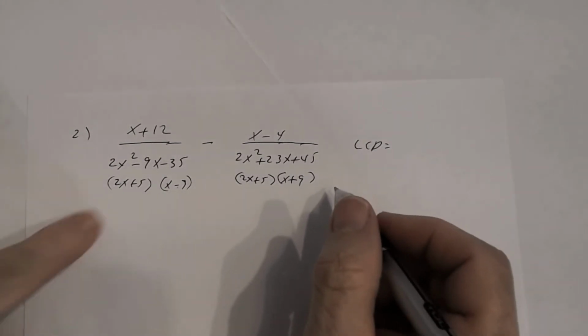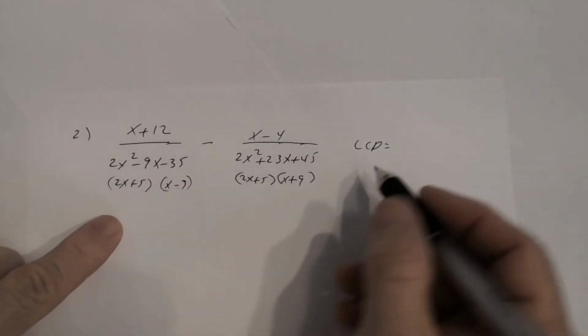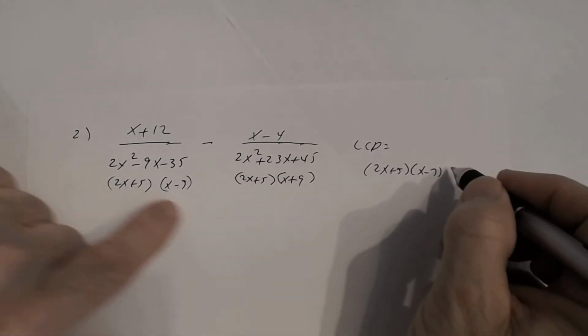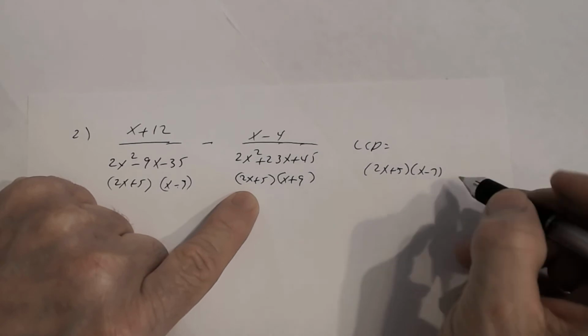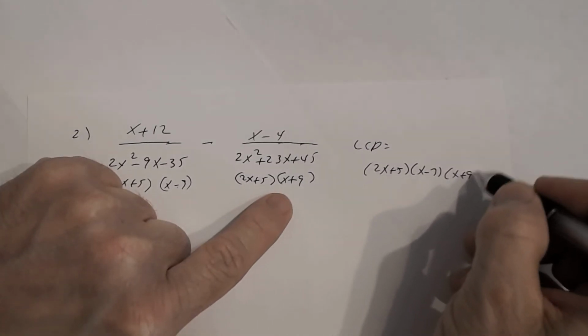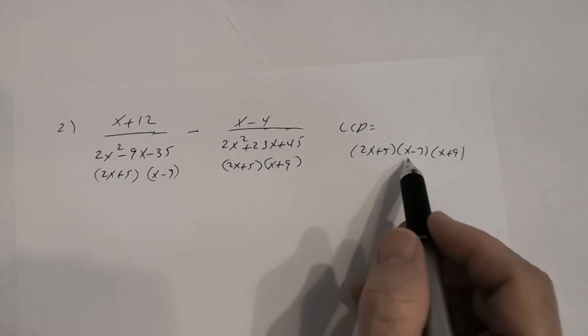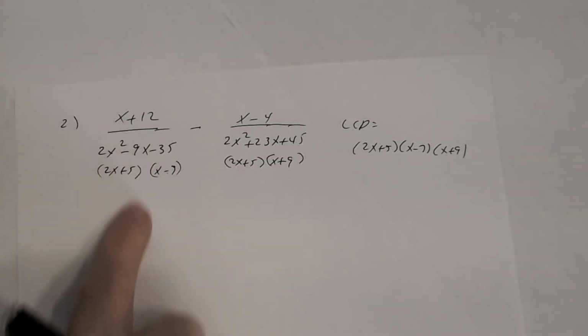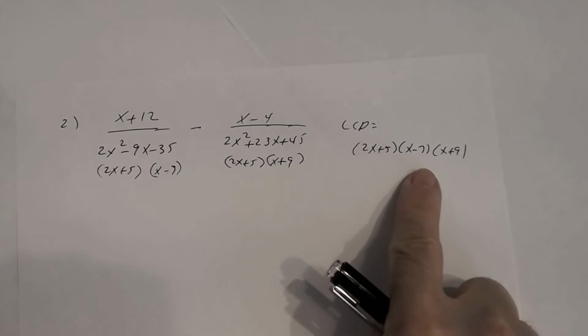So now the LCD must include every factor you see. So I see a 2x plus 5. I see an x minus 7. I see a 2x plus 5, I already have it. And I see an x plus 9. So your LCD contains three factors. So now what we're going to do is rewrite these rational expressions with that denominator.